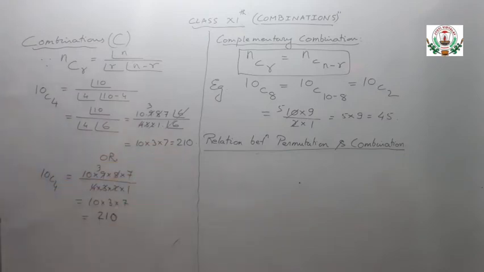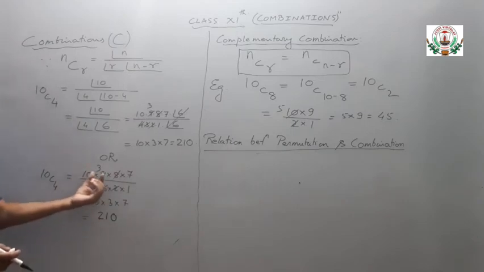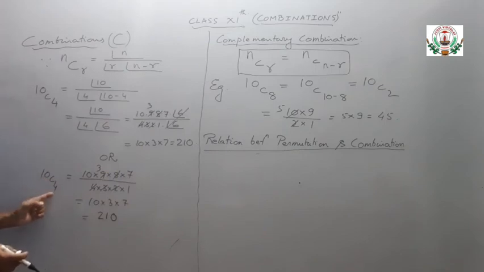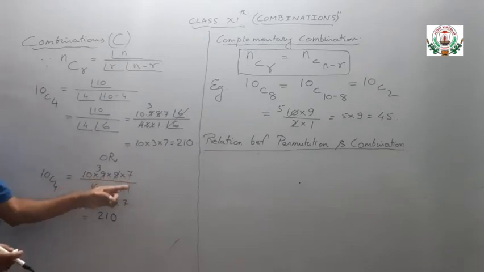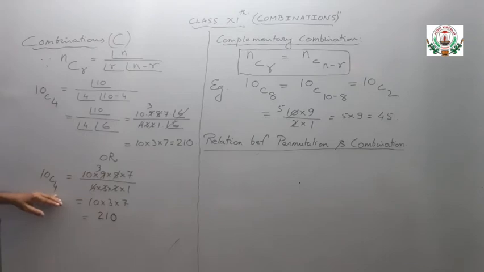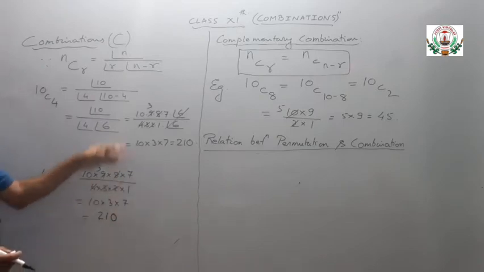And if we proceed with the direct shortcut method, 10C4, we can simplify in this manner also. 10 into 9 into 8 into 7, starting from 10, because the r value is 4, descending 4 numbers including 10: 10, 9, 8, 7. In the denominator, divide by starting from 4 up to 1, 4 into 3 into 2 into 1. Then we simplify and we get 210. Same. So both these methods are equal.